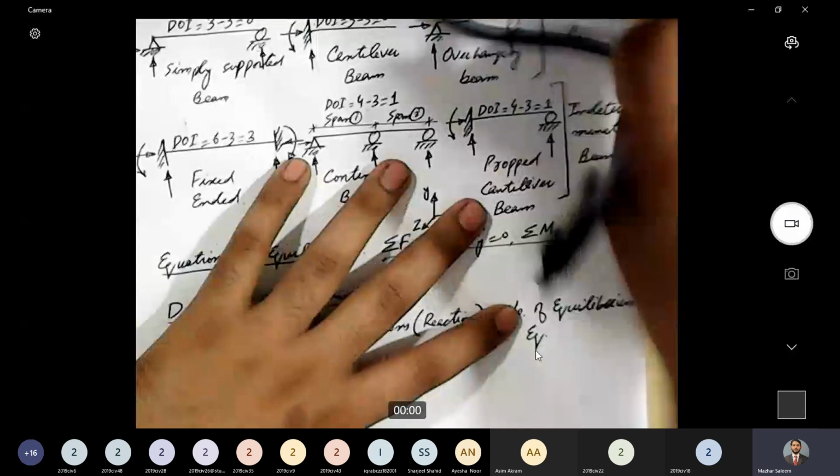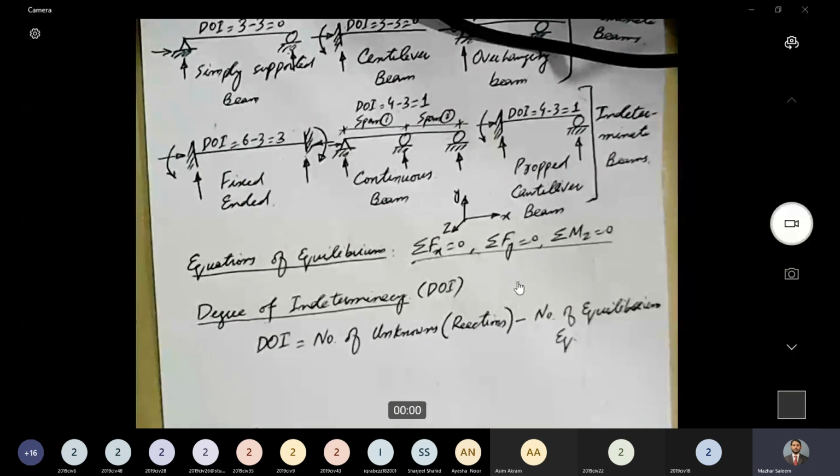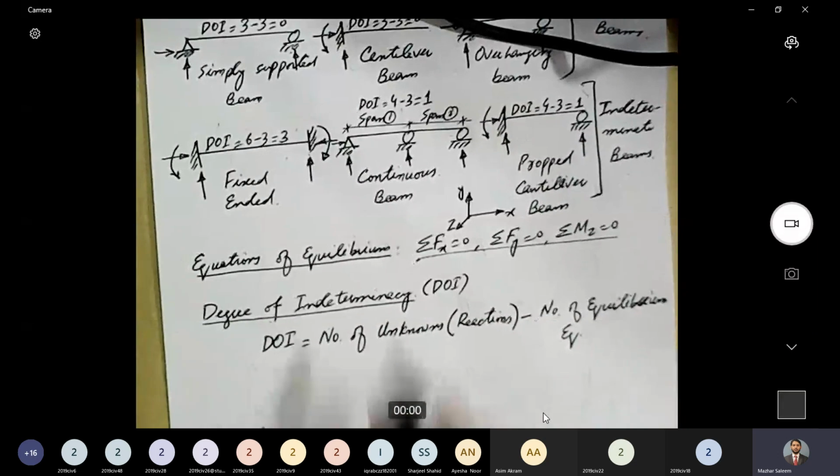Anybody having any question about determinacy and indeterminacy, or how do we calculate it? If you have any question, raise your hand. Okay, no question. All right, then let's move ahead.